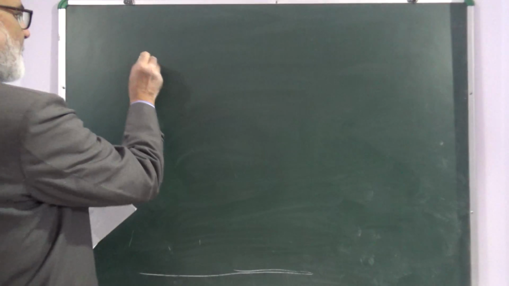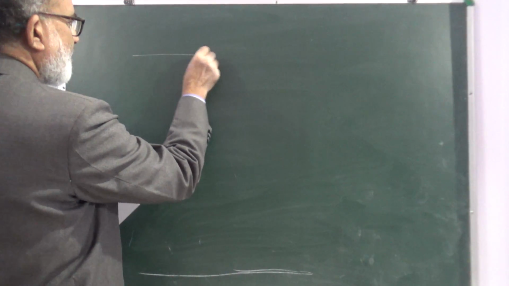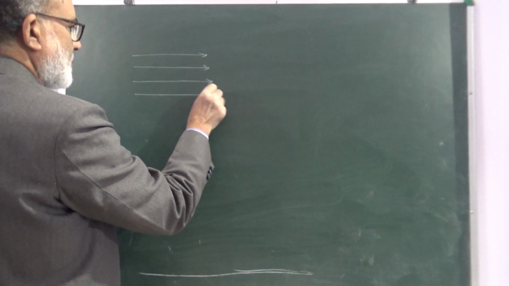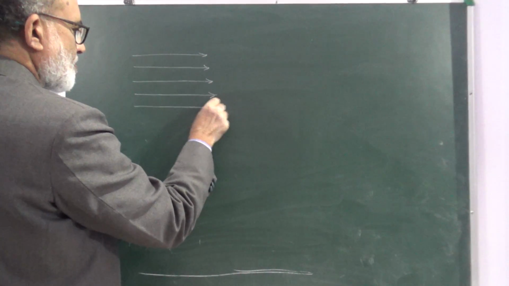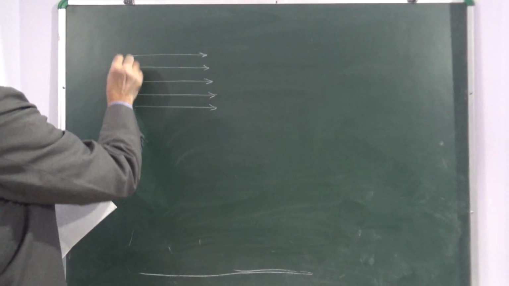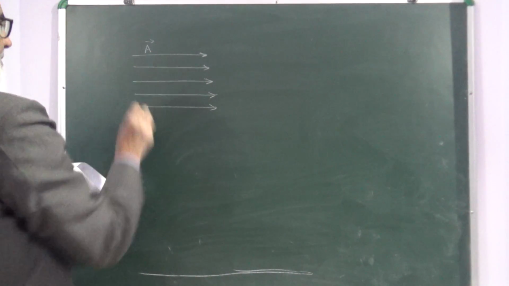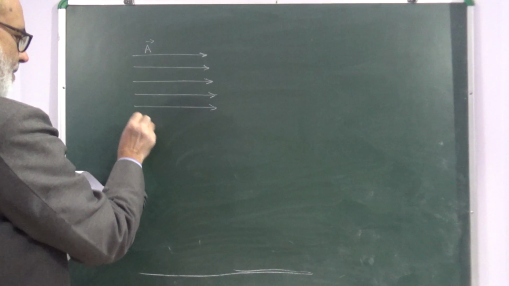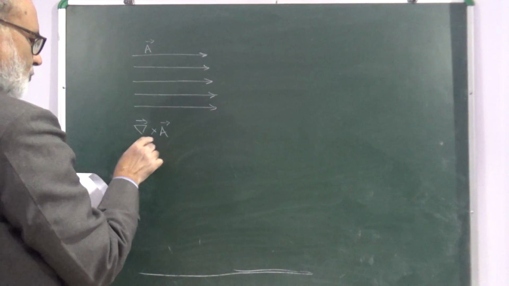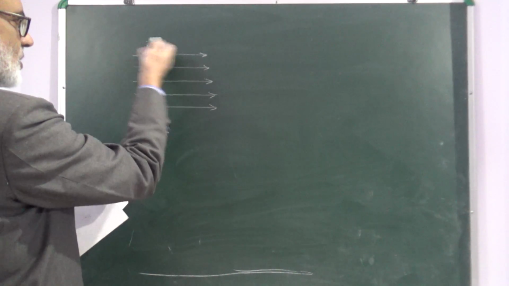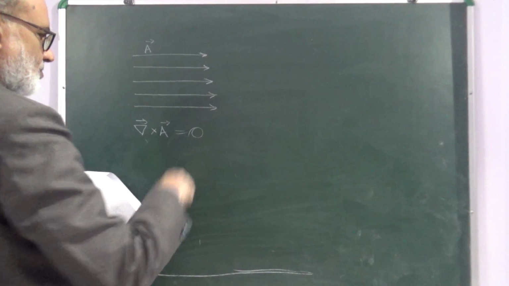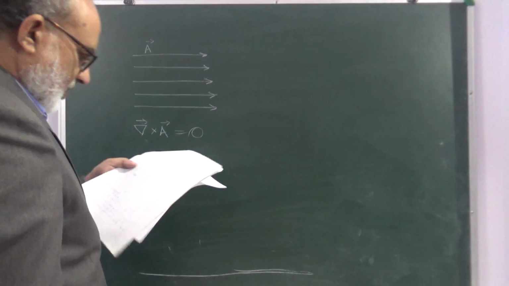So suppose we have a vector field like this. Say this is the vector field A. You want to take the curl. The curl of A means rotation of the field, but this field is not rotating. This is a parallel field. So this is 0. This type of field gives you 0.